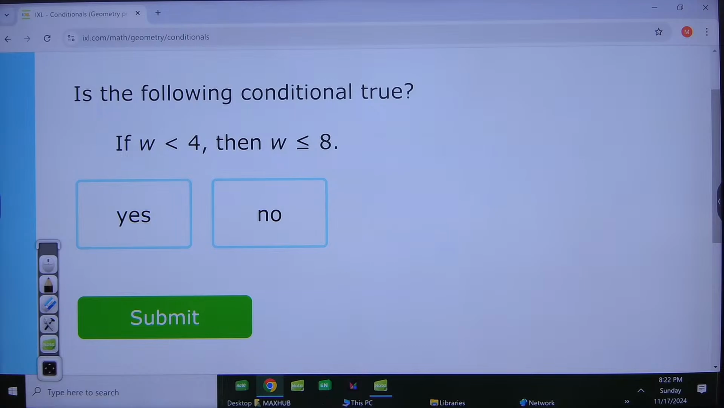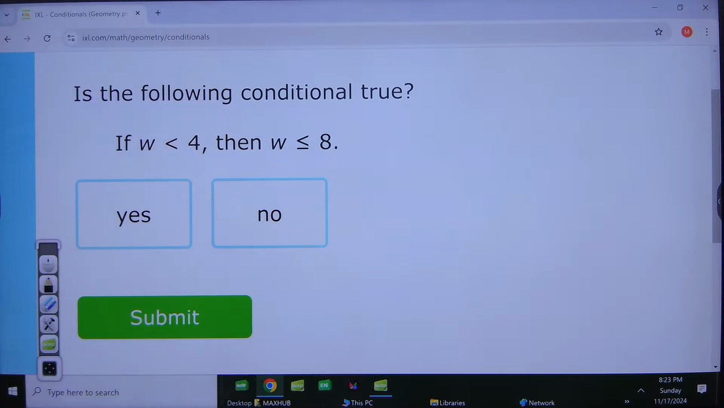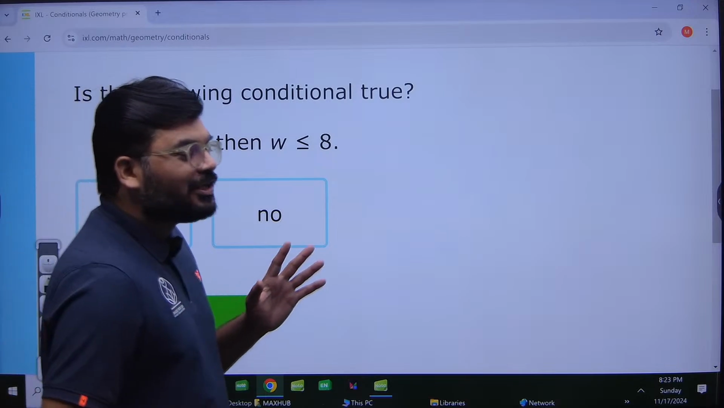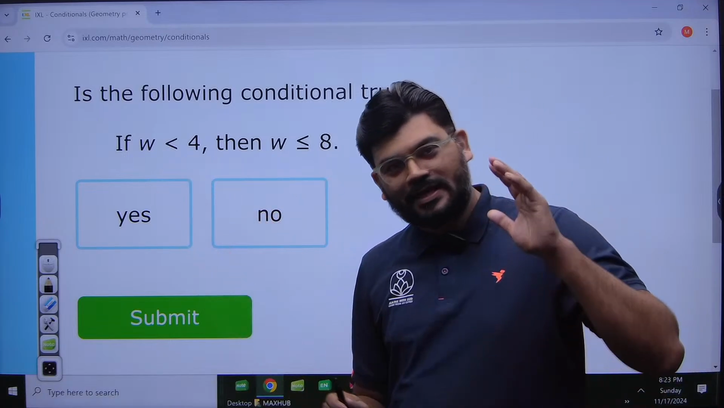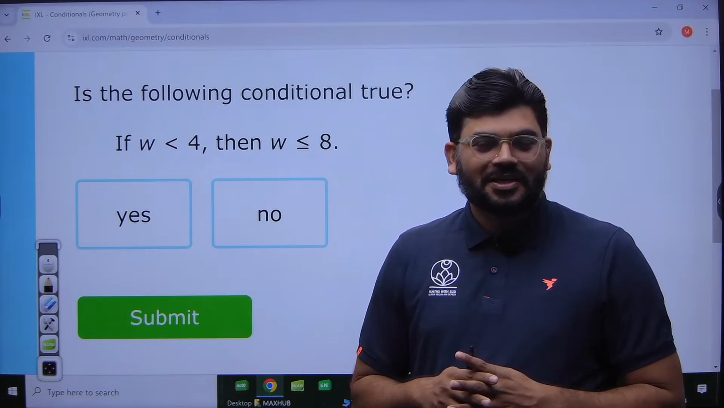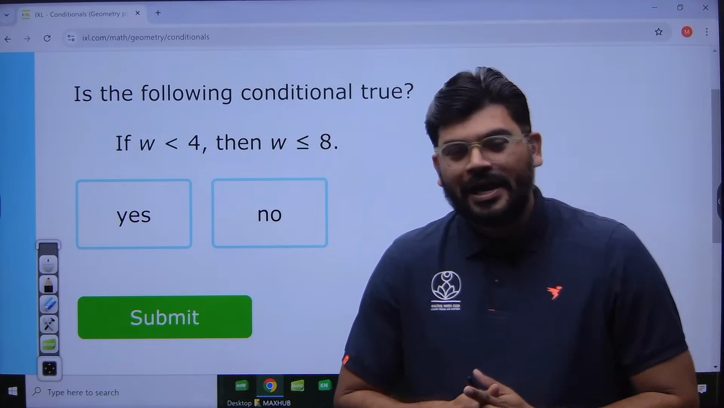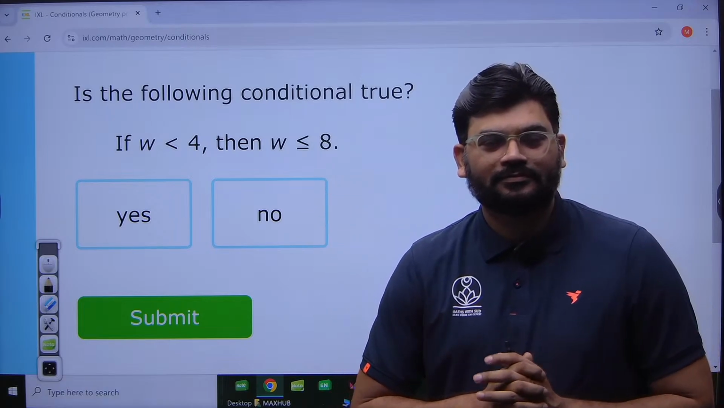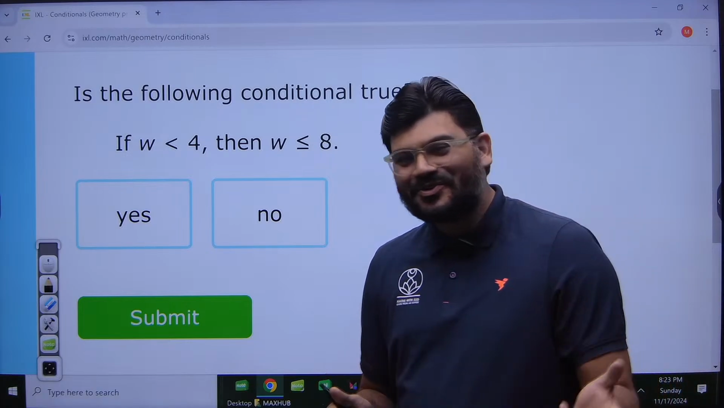Okay. If W is less than 4, then W is less than or equal to 8. No. Then give me a counter example. 7. 7 is not less than 4, my dear. Yeah, but then it's saying that W is less. No. Wait, first fulfill the condition, my dear. You can't take 7 because the number you have to take should be less than 4. So if W is less than 4, you think of any number in the world which is less than 4 and check whether that number is less than 8 or not. Oh, like that. Yes, like that. Okay, then that's true.